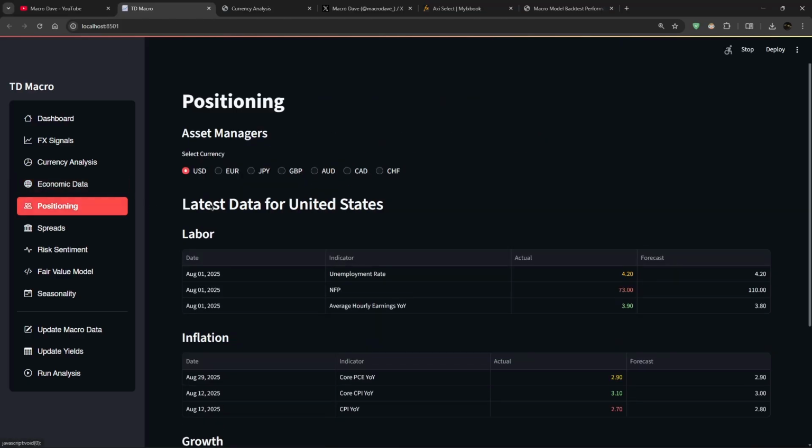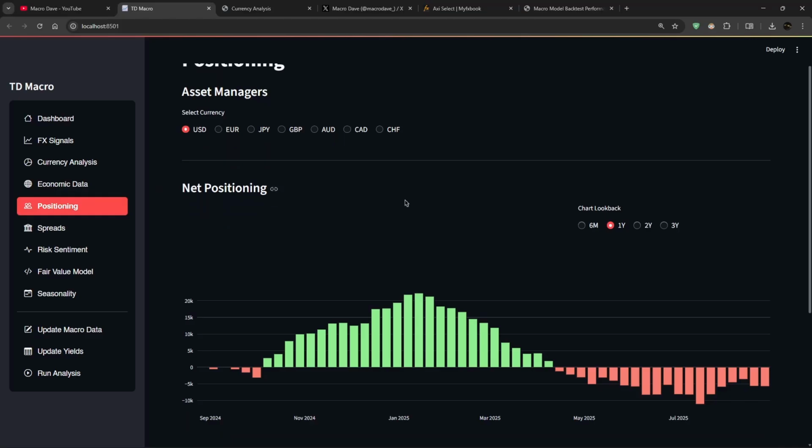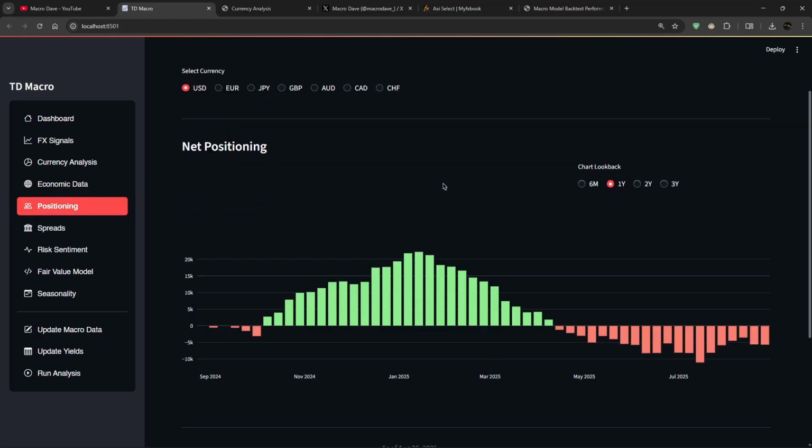Next we have positioning, which is a page that you'll probably look at once a week or when the CFTC data gets released.